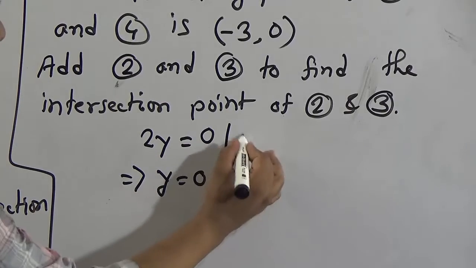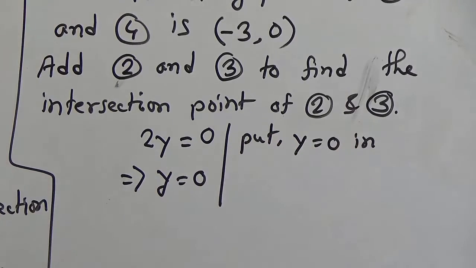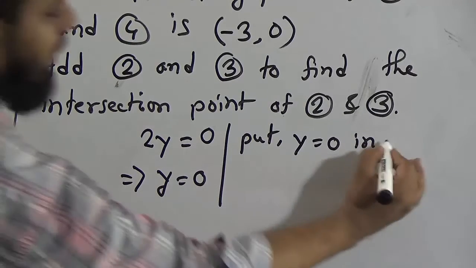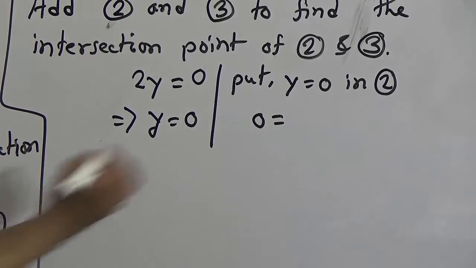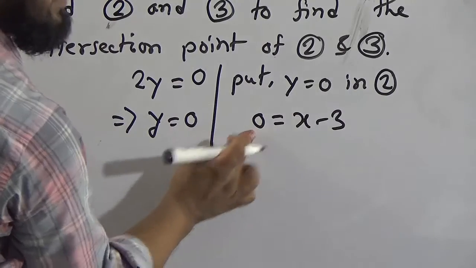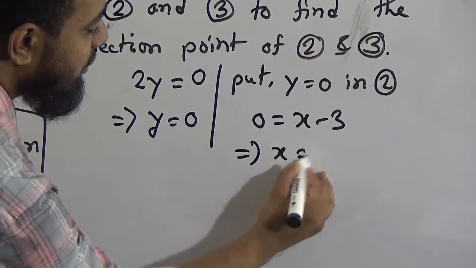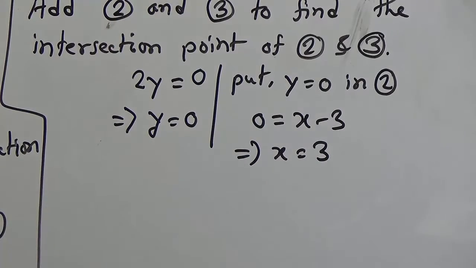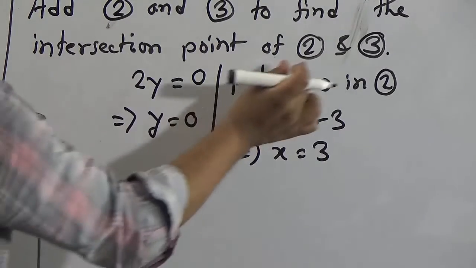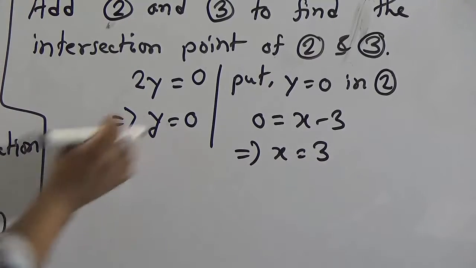So now put this value y equal to 0 in equation 2 or 3. Okay, I am putting this value in equation 2. So y equal to x minus 3 was equation 2, and the value of y is 0, so 0 equal to x minus 3. That implies x equal to 3. So our intersecting point of the straight lines 2 and 3 is 3, 0, because abscissa is 3 and ordinate is 0.